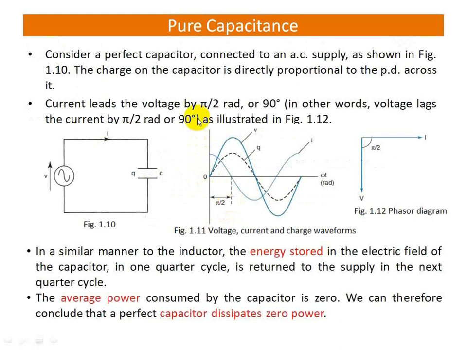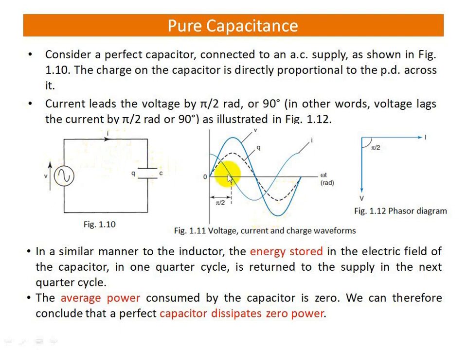Then let us consider a pure capacitance. When a pure capacitance is connected across a supply voltage V equal to Vm sin omega t, a current I is produced in the circuit and the capacitor has charge Q. The charge on the capacitor is directly proportional to the potential difference across it. In this case, the current will lead the voltage by 90 degrees, or the voltage will lag the current by 90 degrees.